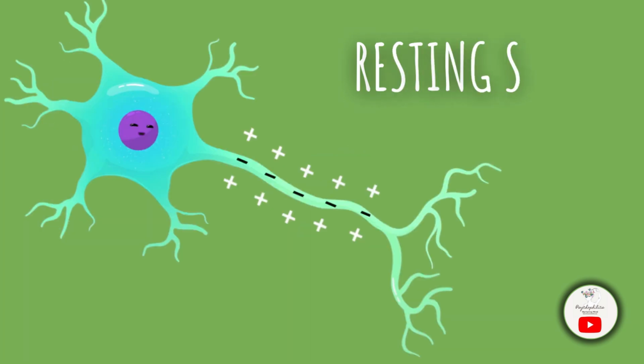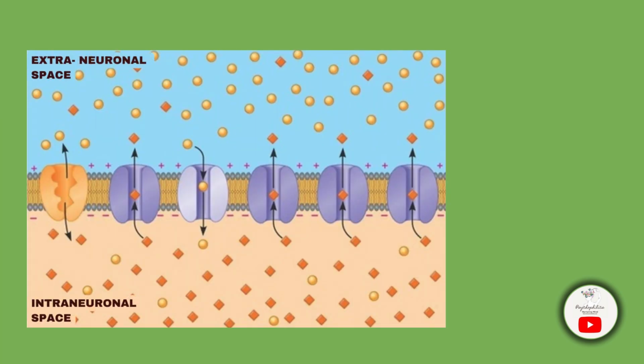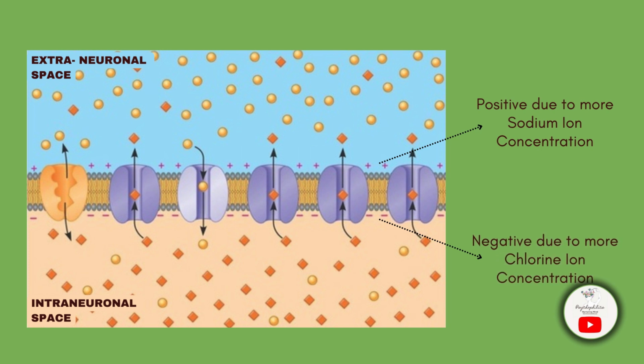Every neuron is usually in a resting state. All neurons are covered by a membrane. This membrane separates the extraneuronal space from the intraneuronal space. The extraneuronal space is all the space that is outside the neuron. The intraneuronal space is all the space that is inside the neuron.